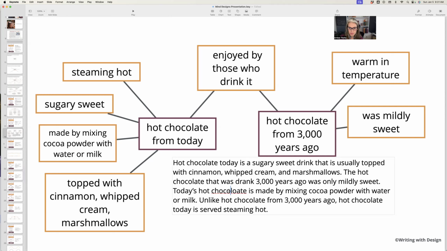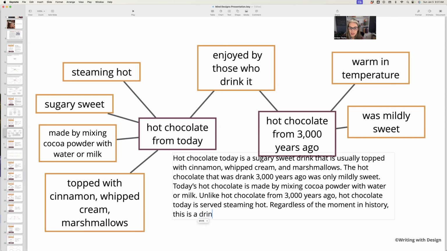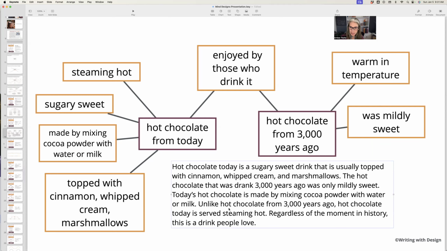We could, one similarity certainly is that they're both enjoyed. We could just say, regardless of the year or moment in history. How about that? This is a drink people love. Perfect. Let's listen to it, make sure we are clear, but we've got this great comparison to answer that question. How does hot chocolate today differ from hot chocolate from 3,000 years ago? Hot chocolate today is a sugary, sweet drink that is usually topped with cinnamon, whipped cream, and marshmallows.